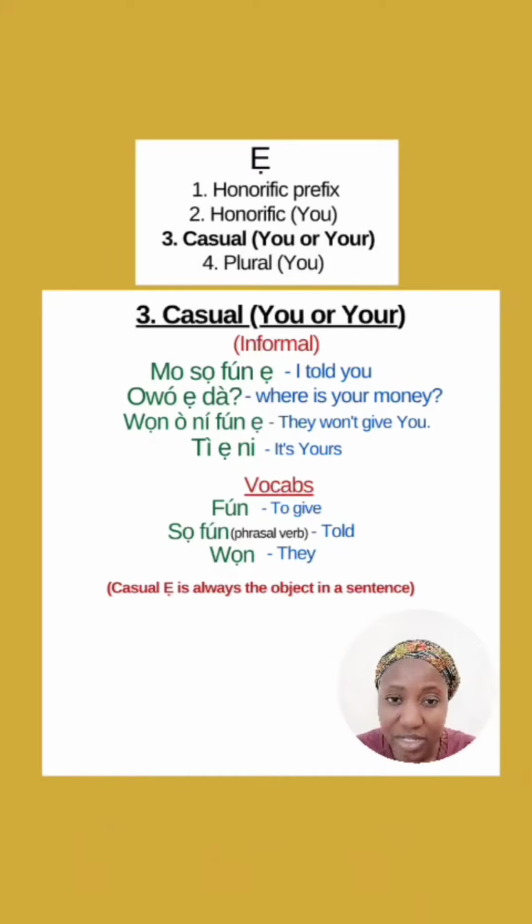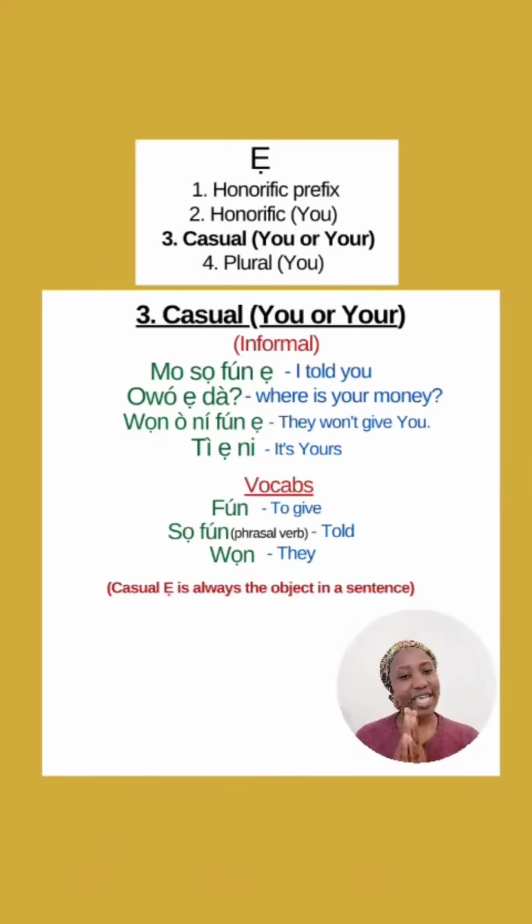But be clear that when you see a sentence and the ẹ is the object in that sentence, know that it is casual. Mo sọ fún ẹ, I told you. Owó ẹ̀dá, where is your money? Wọ́n ò ní fún ẹ, they won't give you. Ẹ in all of these sentences is casual. And also the last sentence we have there is tieni. It is yours. All of this is casual. Please take note of that.